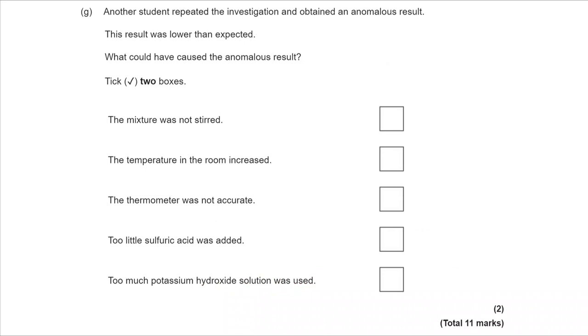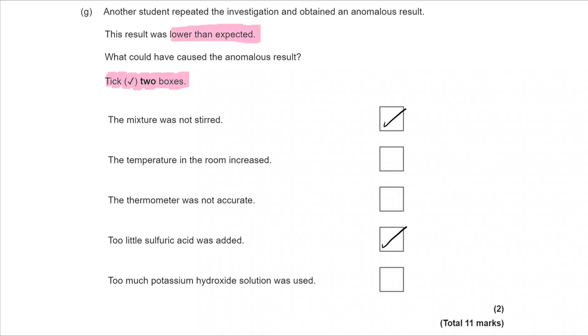Finally, we get to part G. Another student repeated the investigation, obtained an anomalous result, but it was lower than expected. What could have caused the anomalous result? The key thing I want to point out here is that it says tick 2 boxes. If you don't read the question carefully, lots of people look at multi-choice, assume it's a single answer, and they've missed out on half of the potential marks available.